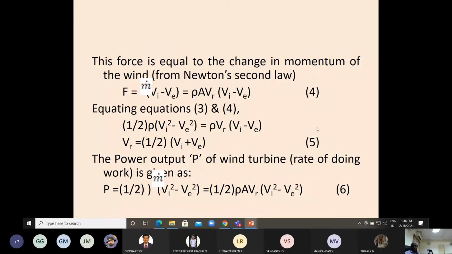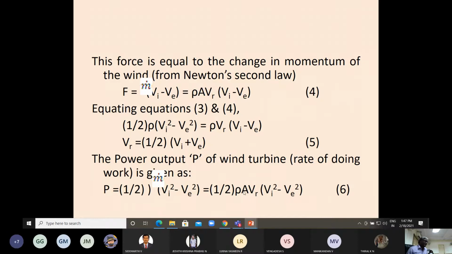Equating equation number 3 and 4, both are the same, and we are just pulling out the similar terms to one side, and V suffix R is equal to half of (Vi plus Ve). The power output of a wind turbine, the rate of doing work, is m dot, that is the mass flow, times half of (Vi squared minus V suffix E squared), and we have taken half rho A VR into (Vi squared minus Ve squared).